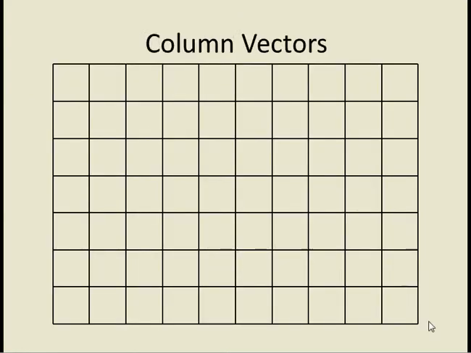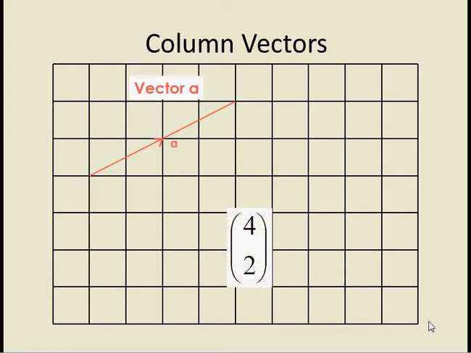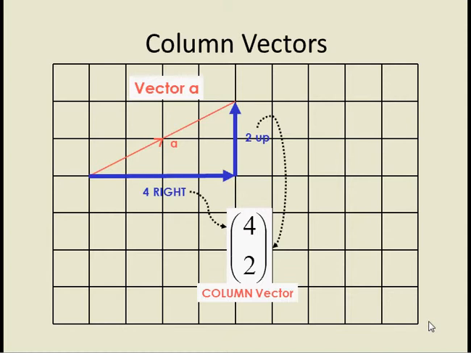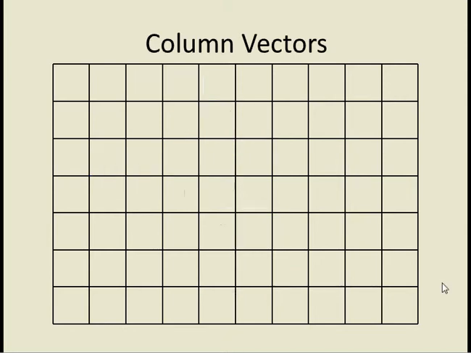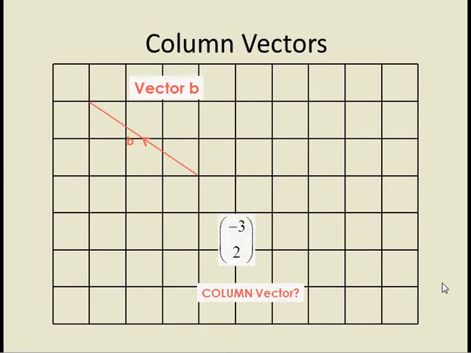Okay, we tend to express vectors as column vectors. Here's a vector called A, and we write it as (4, 2) in a column vector like that. What does that actually mean? Well, 4 to the right and 2 up. So the top number is the x direction, and the second is the y direction. Here's another example. B is (-3, 2), because it's 3 to the left and 2 up.